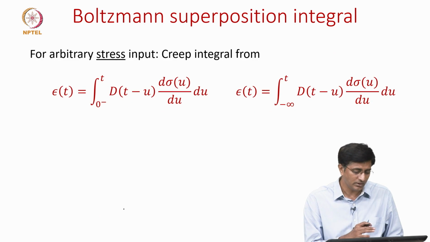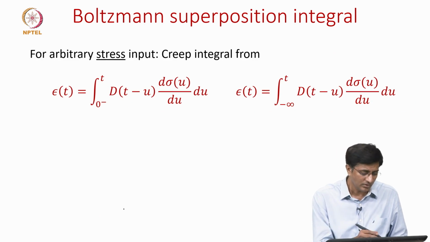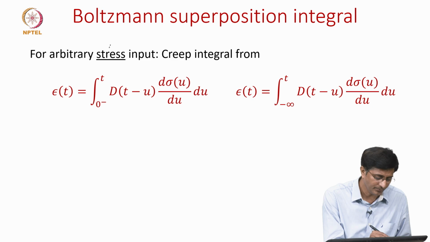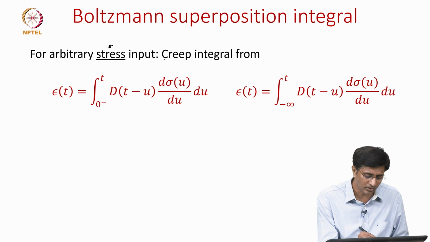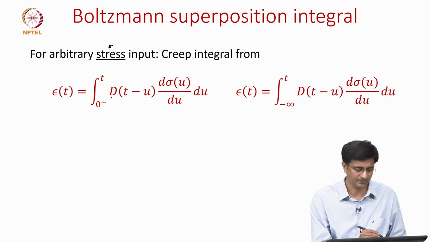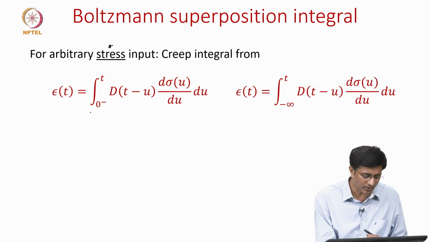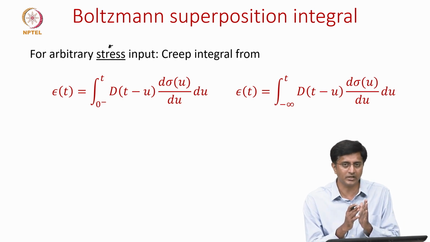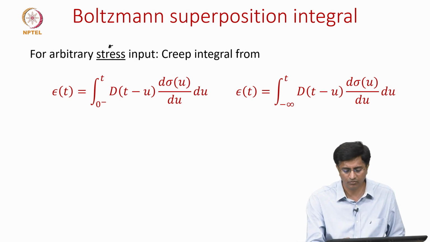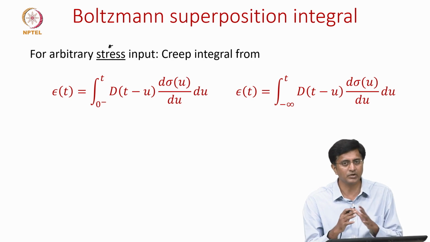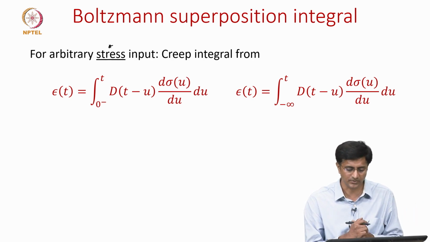So, in summary, what we have seen in the previous slide is that if we have a stress input, then we get these integrals. They are also called creep integral forms because we have the creep compliance D. I am showing you both the integrals, one with 0 minus, meaning that we are only considering time from t equal to 0 onward, but one can as well write it starting from minus infinity, meaning it will capture all the stress history as well.